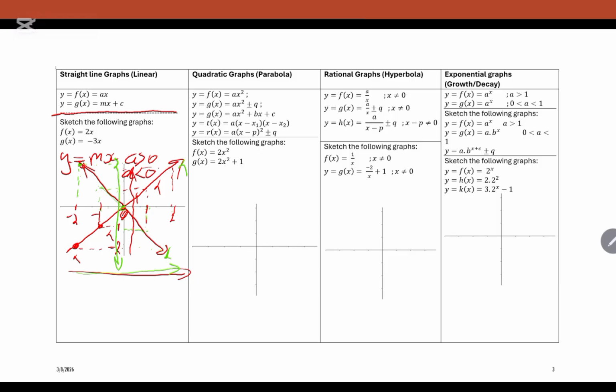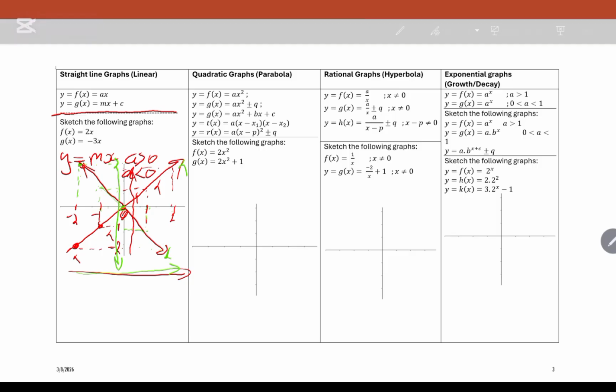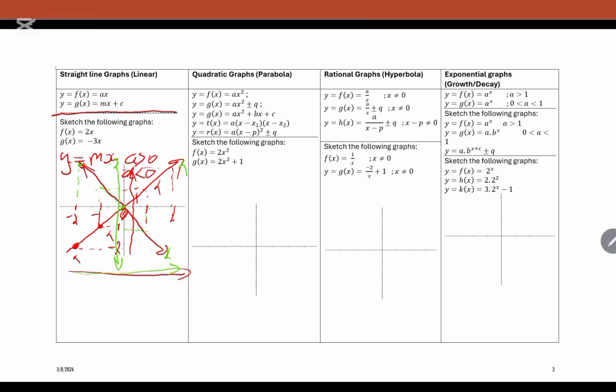So that is also a very important element of discussing the impact of a in the linear graphs. Now, I'm going to sketch, as the second instruction there says, sketch the graphs.